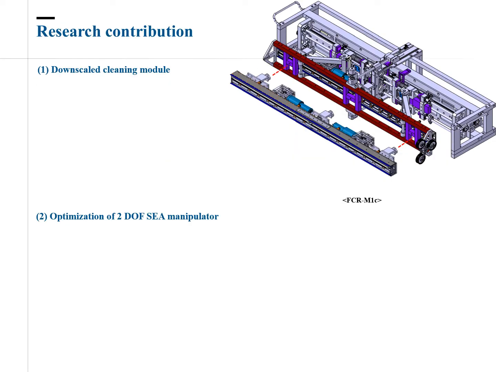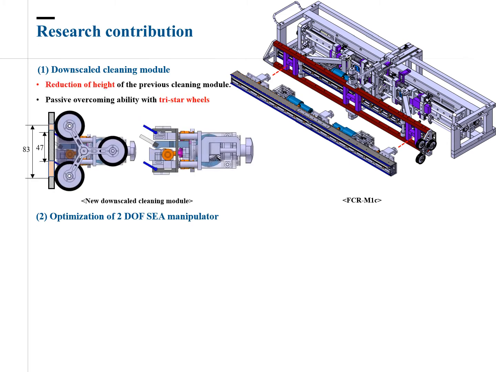From these problems, let me introduce next the prototype FCR M1C. There are two contributions in my research: a downscaled cleaning module and optimization of the 2 degrees of freedom SEA manipulator. By reducing the height of the previous cleaning module, it could increase the cleanable zone, and it can overcome the obstacles passively with TriStar wheels.